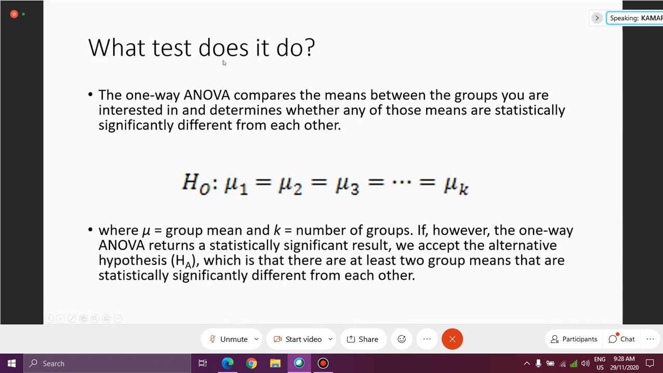What test does it do? What does the test do?